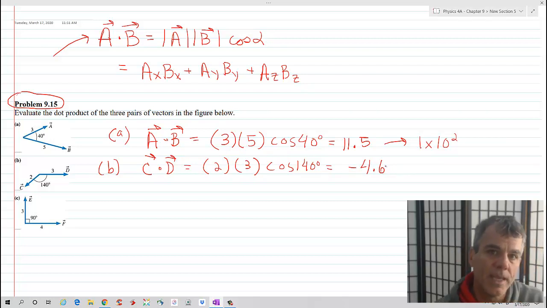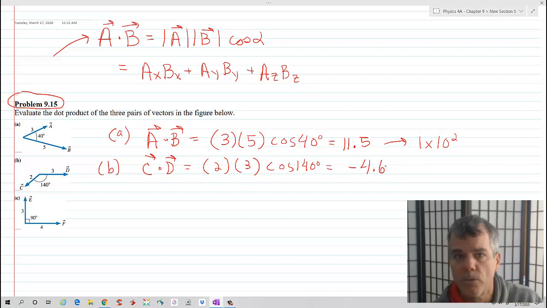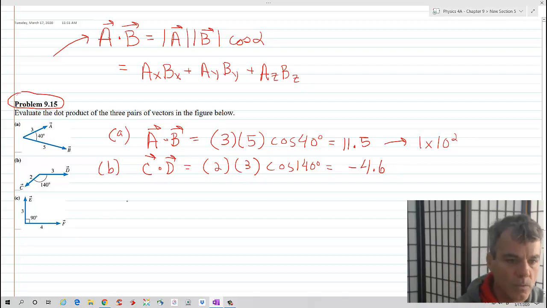So a little hint, anytime the two vectors are perpendicular to each other, you don't even need to go and do the work because cosine of 90 is 0.